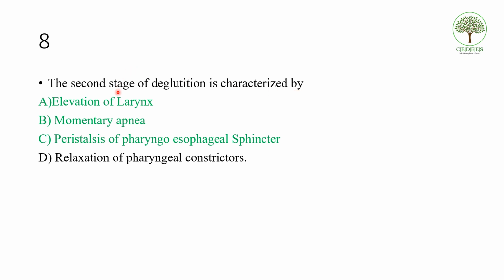Okay. So the second stage of deglutition: in this second stage, elevation of the larynx happens, momentary apnea happens, and there is a relaxation of the pharyngoesophageal sphincter. This is the upper esophageal sphincter. There is a relaxation, all these things happen. But contraction of the pharyngeal constrictor happens, not relaxation, okay.